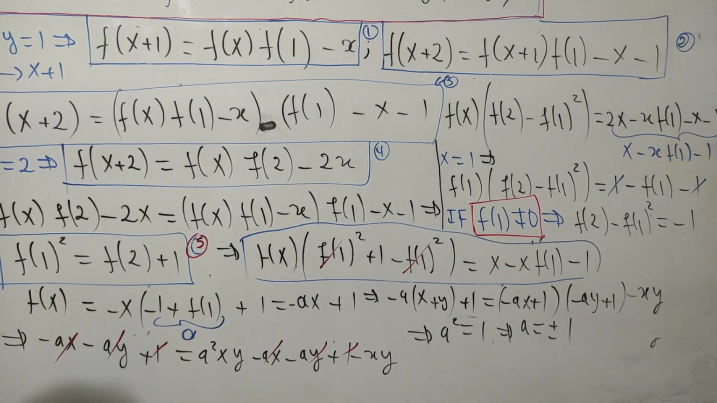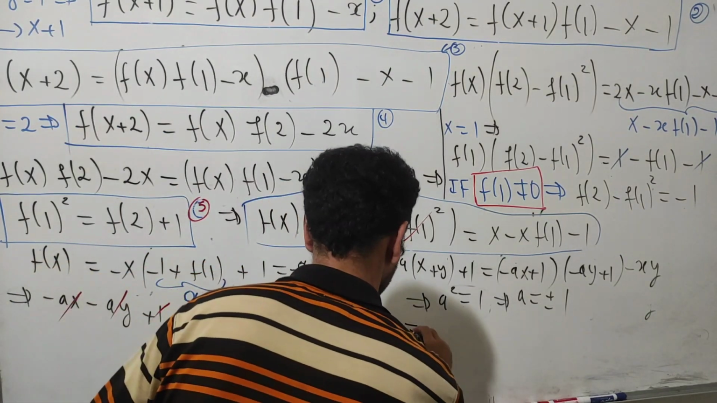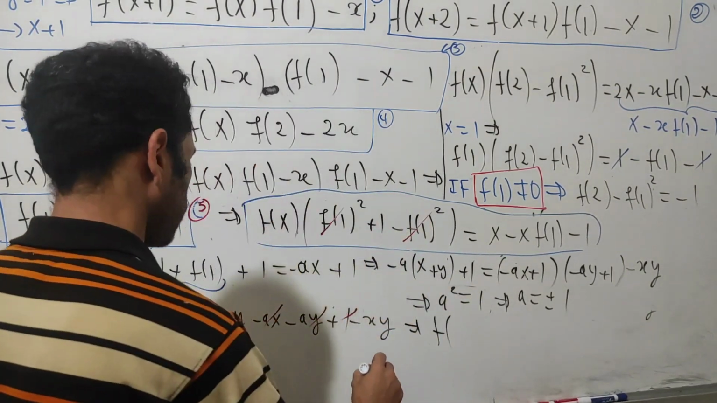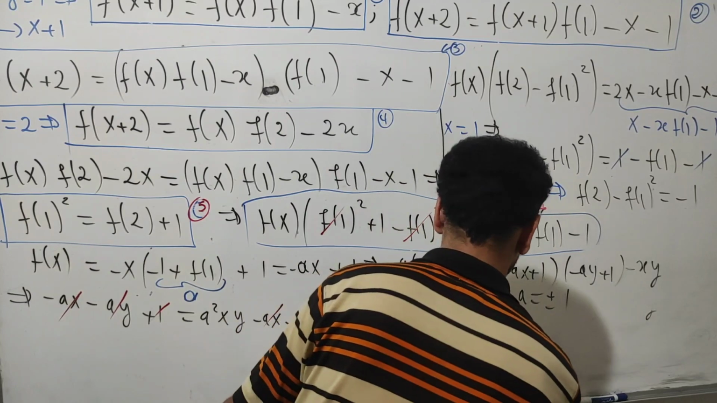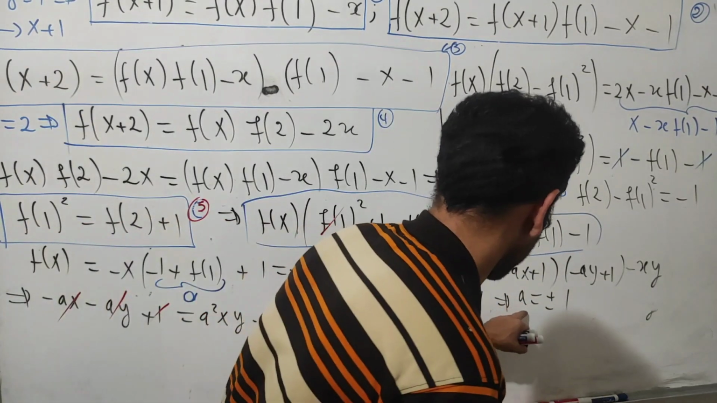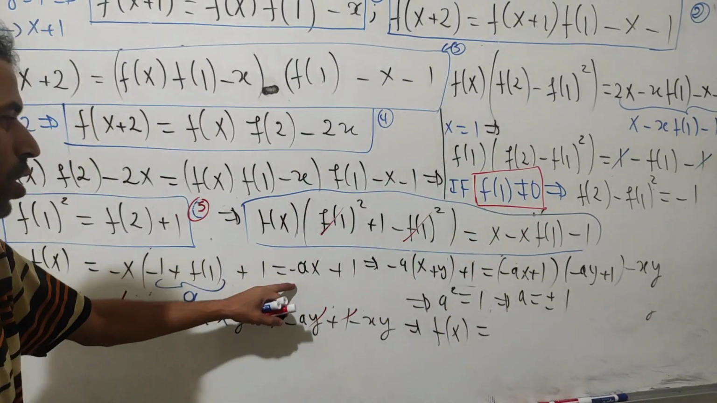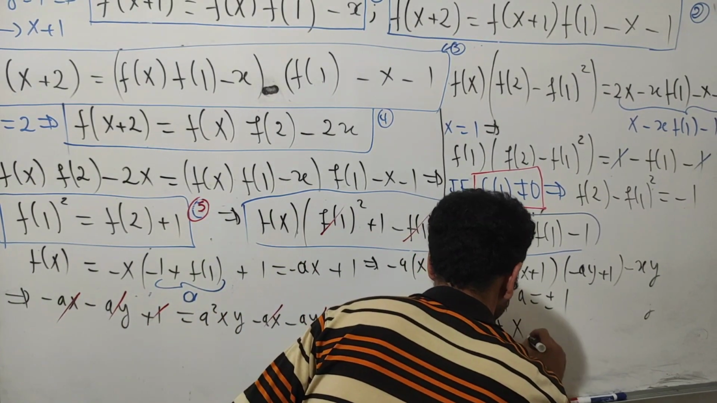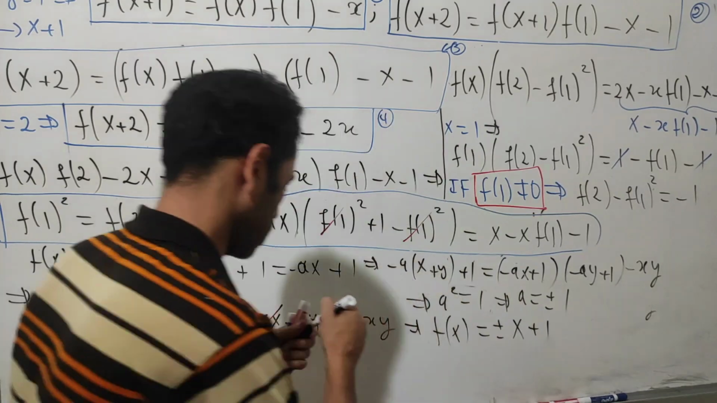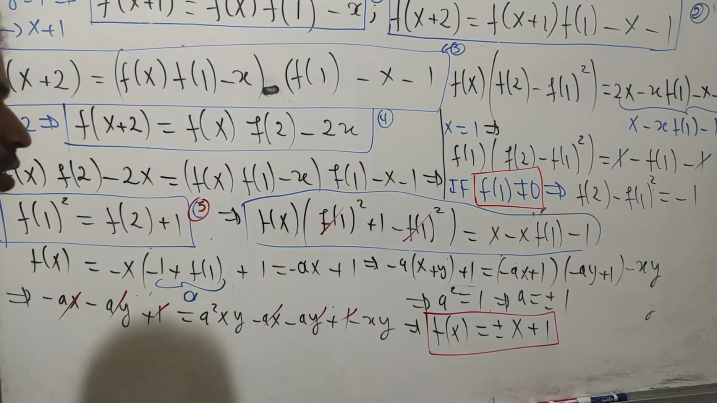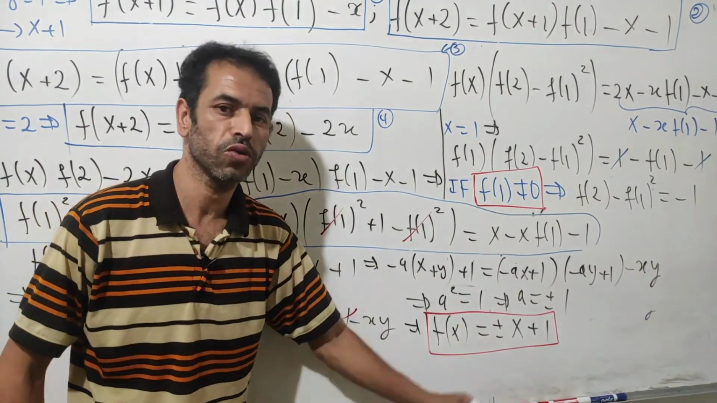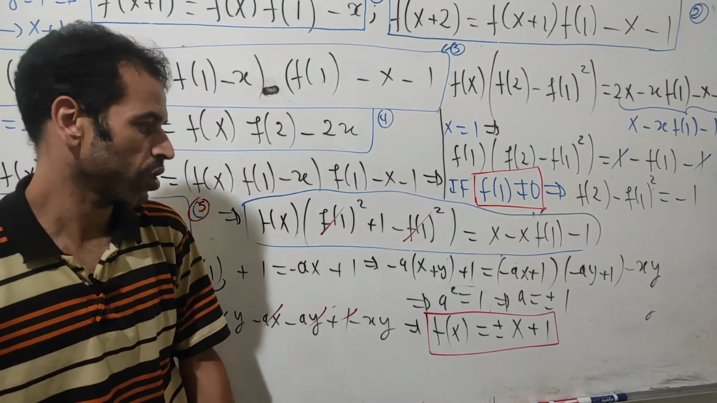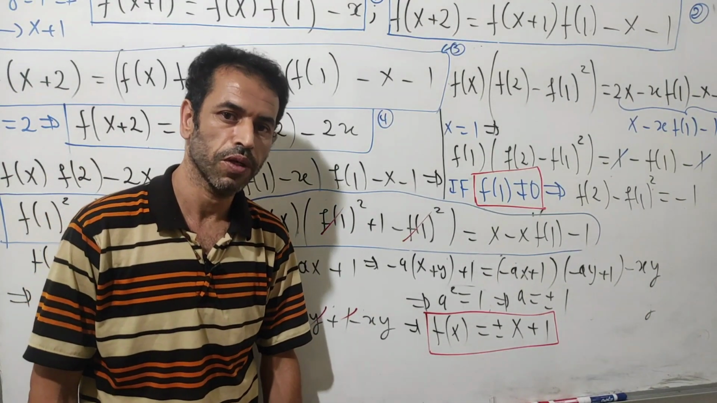Finally I get the function f of x by replacing this plus or minus 1 with a. Finally I will have f of x equals plus or minus x plus 1. This is the final expression of this function, f of x equals plus or minus x plus 1. So I have done this problem.